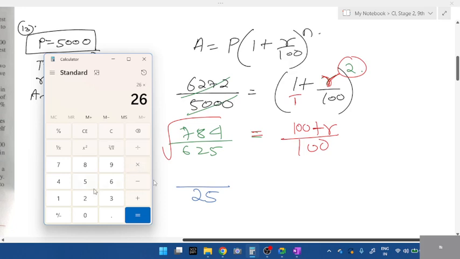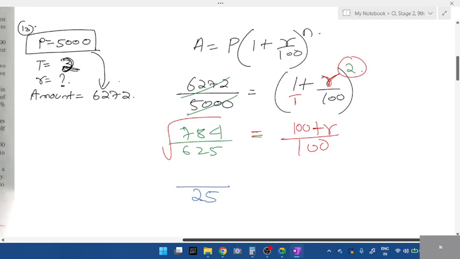Wait, 26 into 26, 676. 27, I think. No, no, not even, I think it's 28, students. Let us try 28. Yes, try 28. 28 into 28, just multiply. What are we getting? 784, right? So you have to be thorough with the square root.